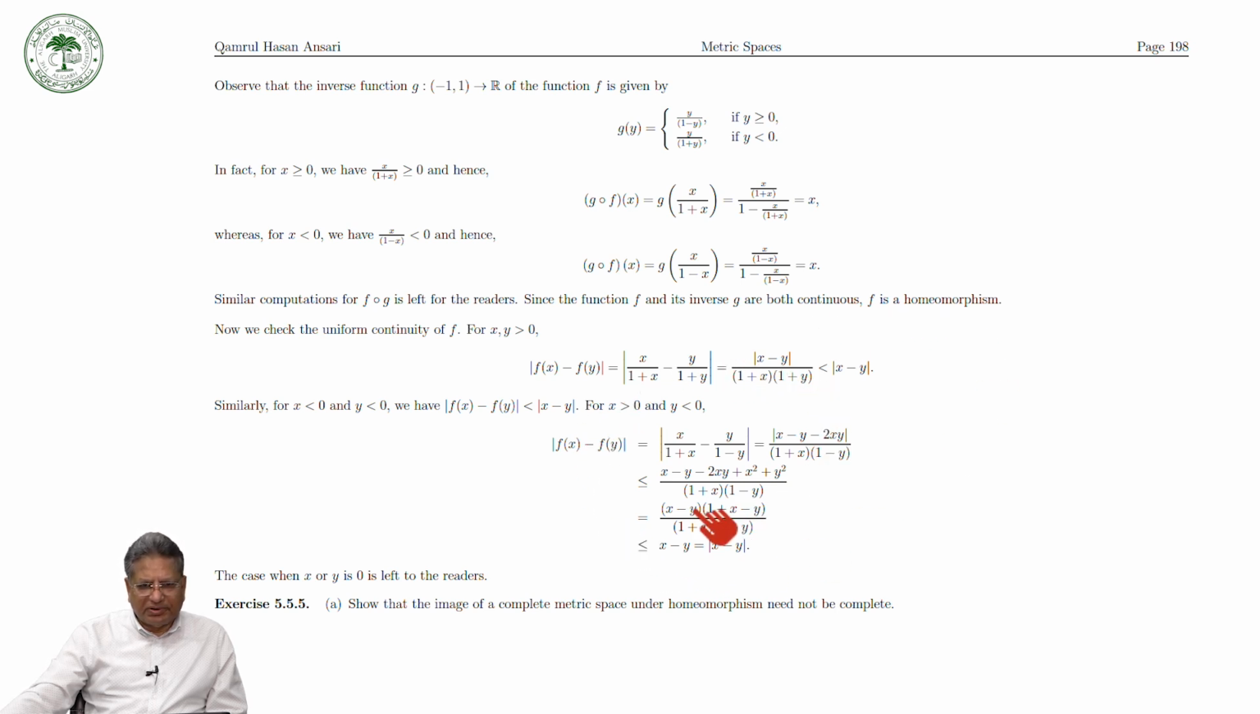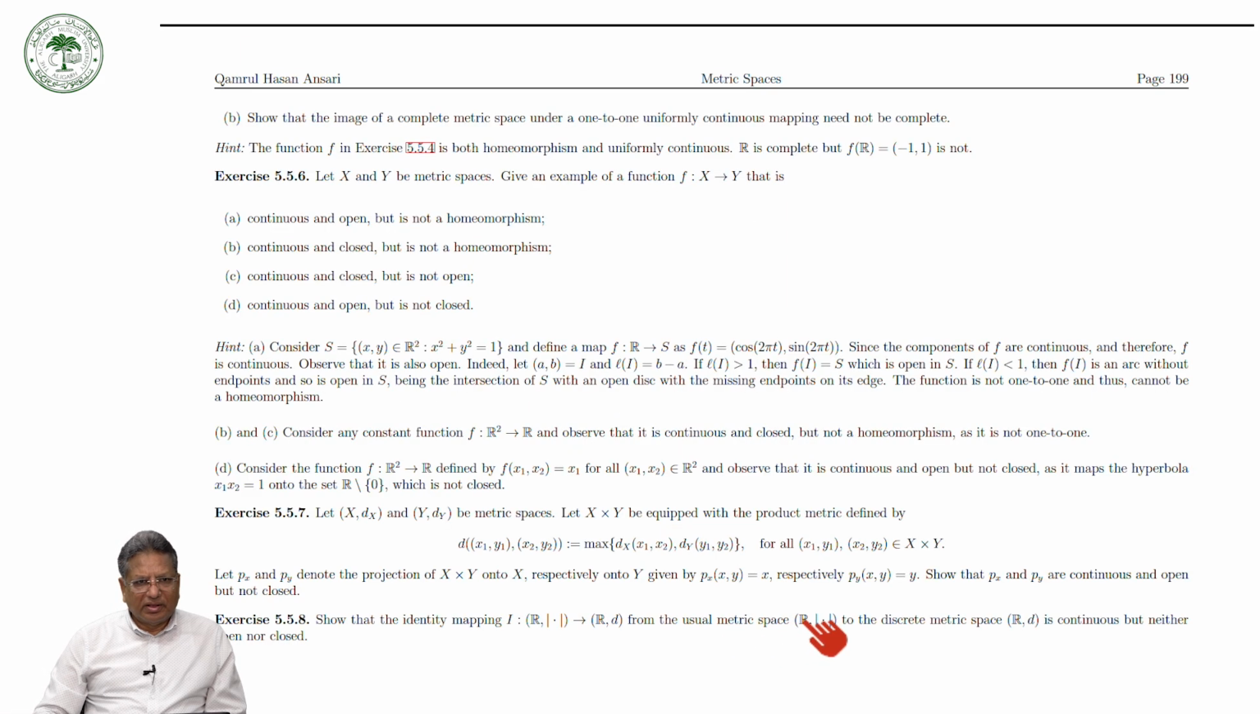And now I have mentioned how it is uniformly continuous, so you can do it by yourself. If you cannot find the answer, please check over here. Now show that the image of a complete metric space under a homeomorphism need not be complete. Also show that the image of a complete metric space under a one-to-one uniformly continuous function need not be complete. You can see the function in this interval is both a homeomorphism and uniformly continuous, and R is complete, but the image of R is (-1, 1), which is not complete.